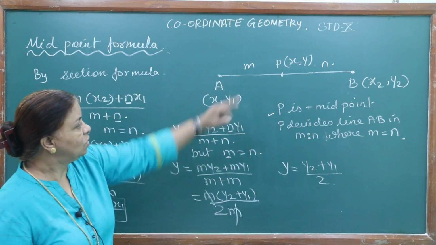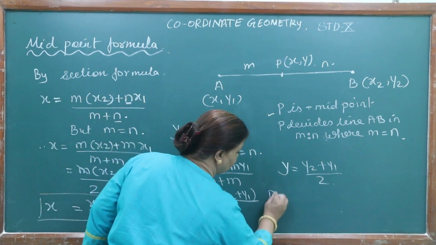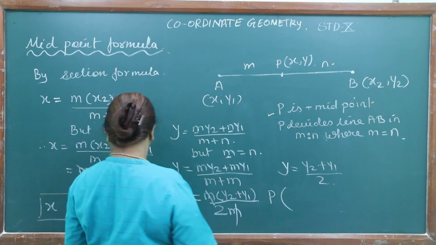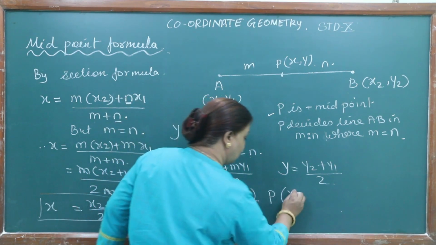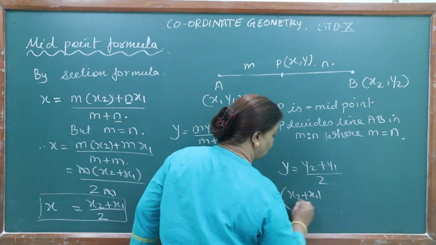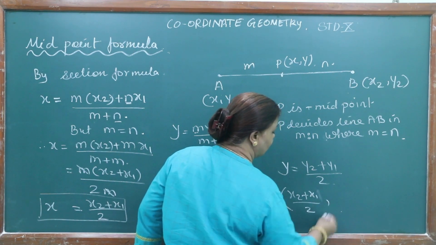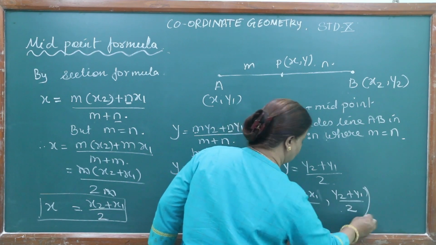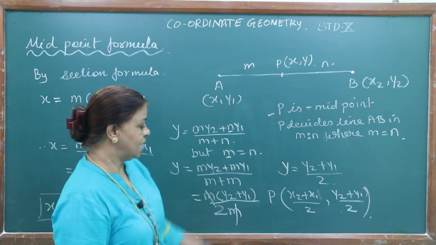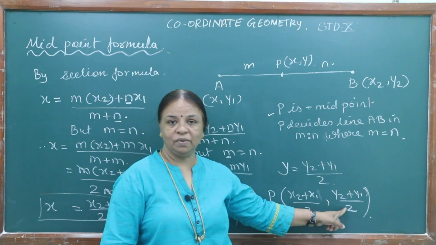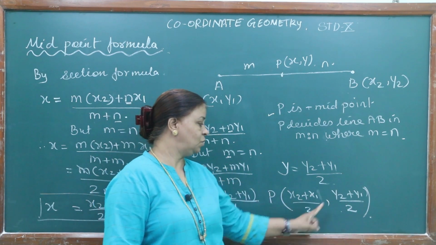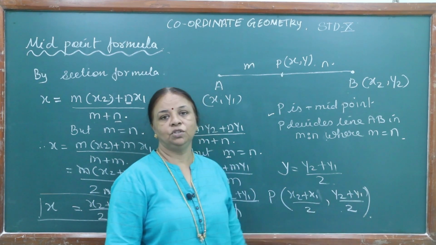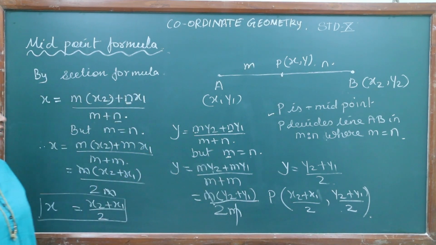So what will be the coordinate of point P? If P is the midpoint, then x coordinate will be x2 plus x1 upon 2, comma y2 plus y1 upon 2. If P is the midpoint, then x and y coordinate will be x2 plus x1 upon 2, y2 plus y1 upon 2. You can pause the video and you can solve the sum.